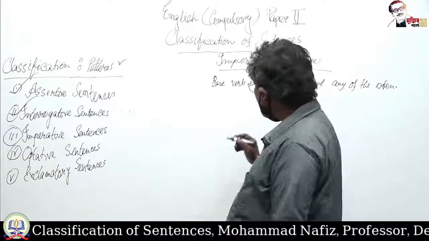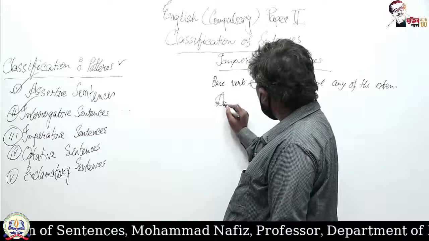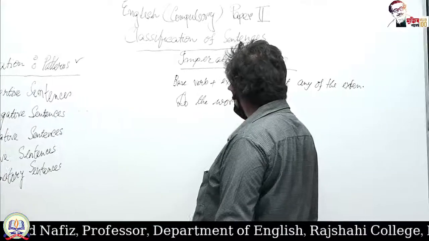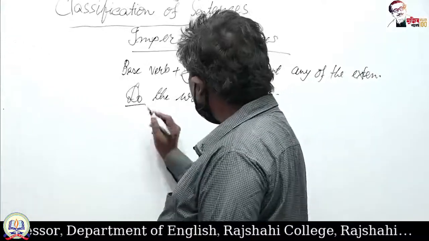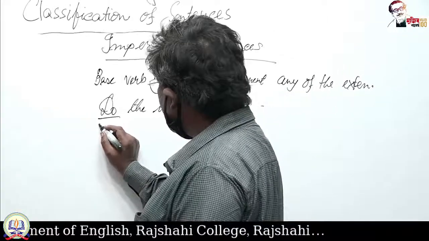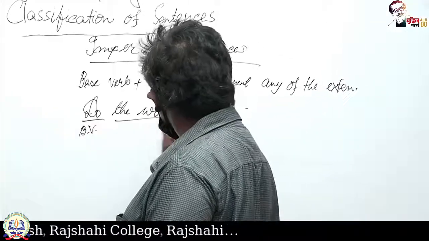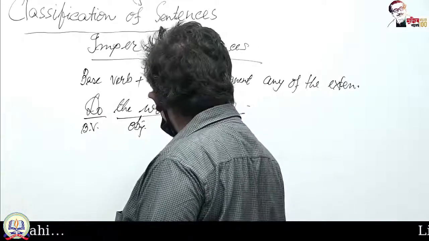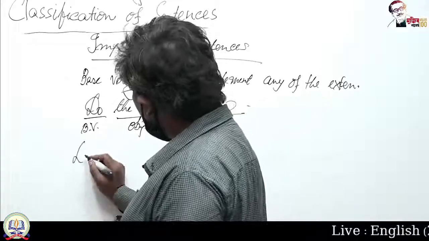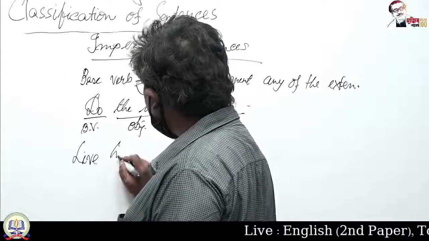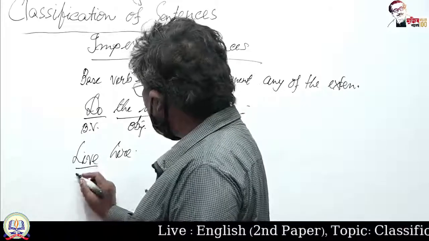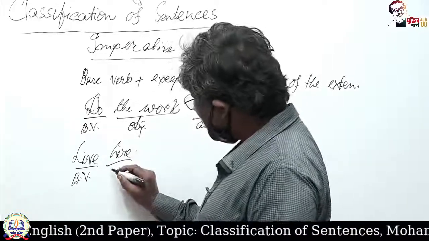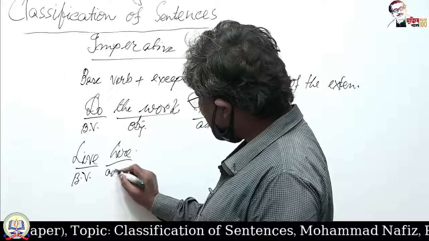imperative sentences. For example, do the work now. Here we have do as the base verb, the work is the object, now is the adverb. Live here, we have the be verb live, here is an adverb used in the sentence.